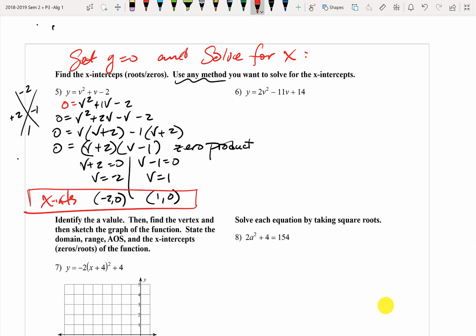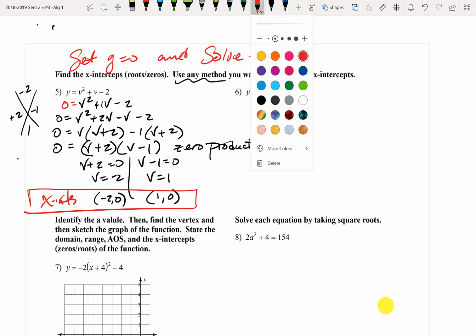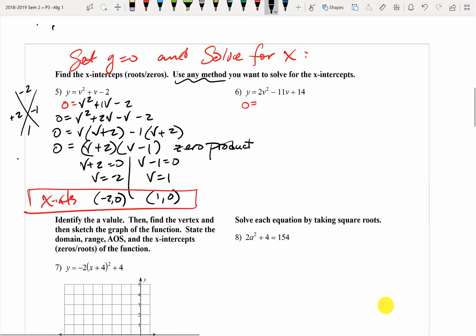Second one, same thing. Okay, you have to set y equal to 0. So here we go. So 0 equals 2v squared minus 11v plus 14. You can solve this any way you want. Quadratic formula, completing the square, you name it. I think this might be factorable though. So if you multiply 2 times 14, you get 28. And so what two numbers multiply to 28 and add to -11? The factor pairs of 28 are 1 and 28, 2 times 14, 4 times 7. Notice 4 plus 7 is 11, so if you make them both negative, you can make this work.